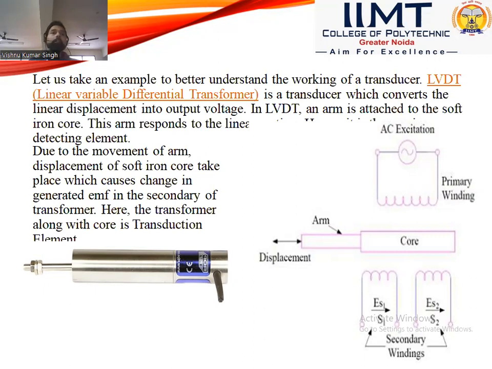Now LVDT, that is linear variable differential transformer, is a transducer which converts the linear displacement into output voltage. In LVDT, an arm is attached to the soft iron core. The arm responds to the linear displacement. Due to the movement of the arm, the displacement of the soft iron core takes place, which causes change in the generated EMF in the secondary winding of the transformer. Here, the transformer along with the core is the transduction element.